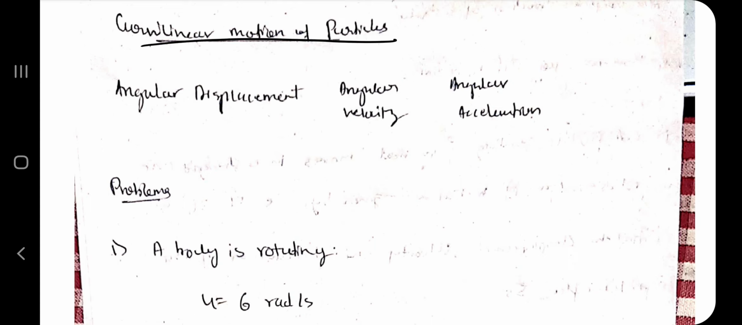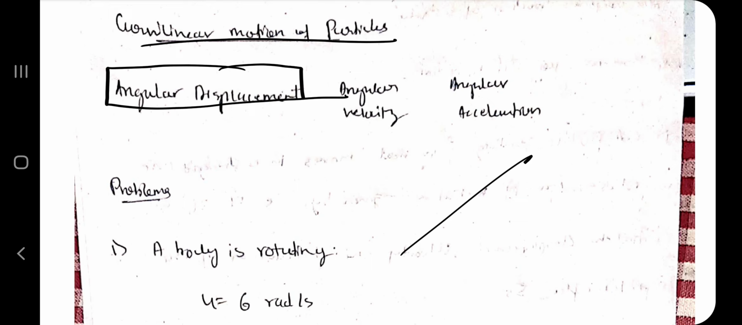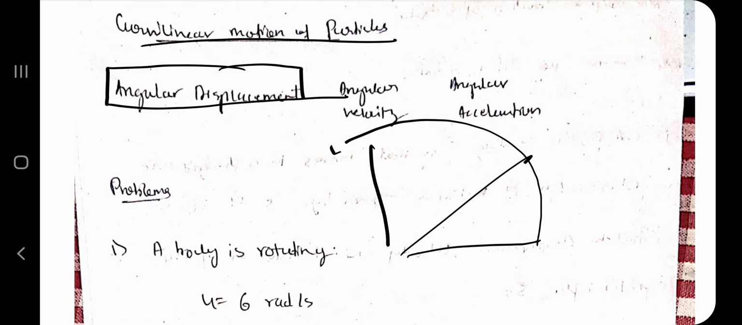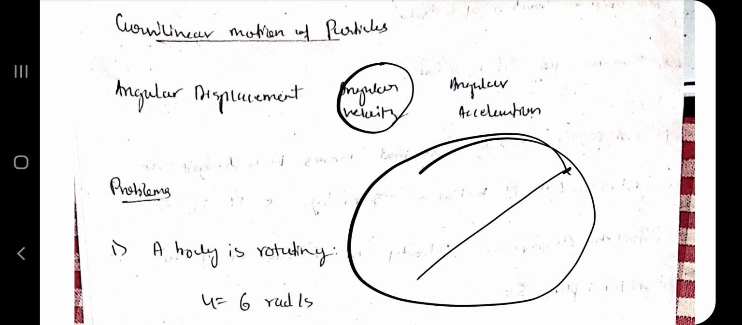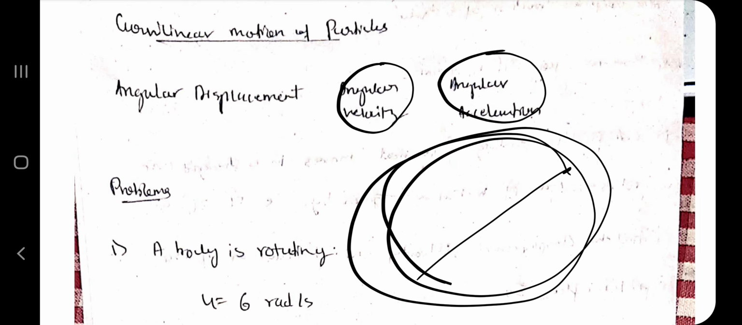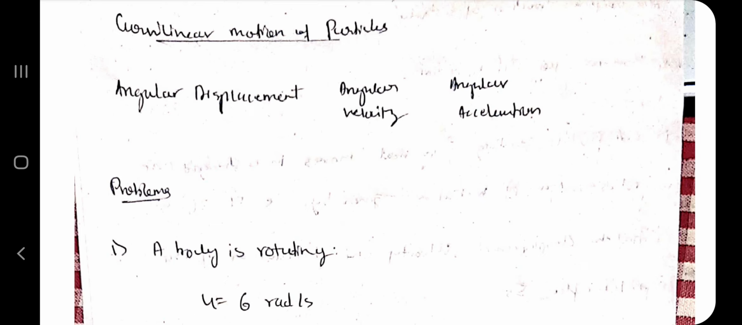Here three definitions are important. Angular displacement is nothing but the theta of the angle. For example, if a body is moving in this direction, the angular displacement is the initial angle minus the final angle. Angular velocity is how much speed it's moving in the angular direction. Angular acceleration is how fast it is changing its speed.